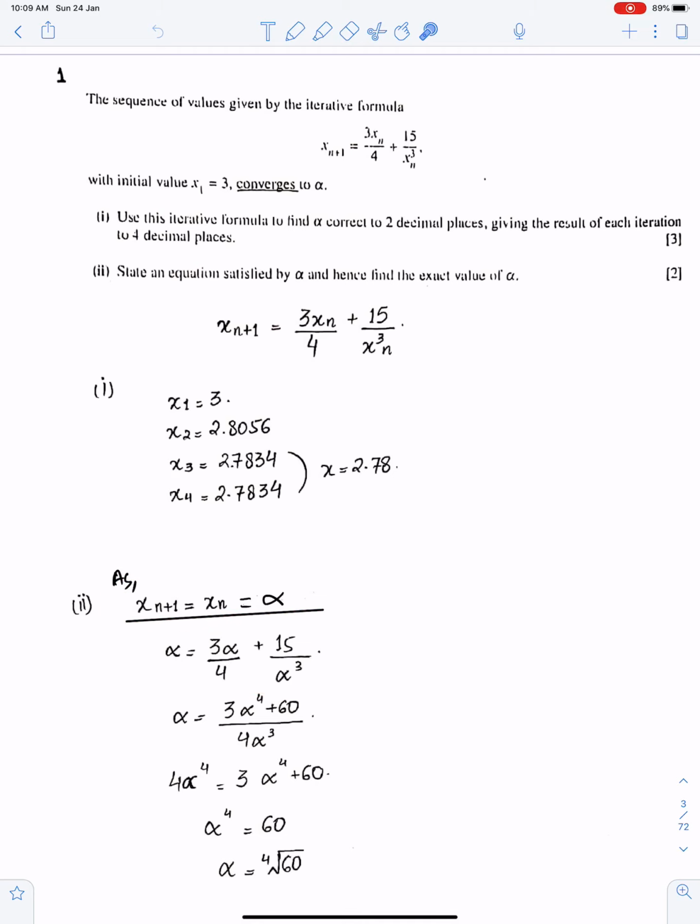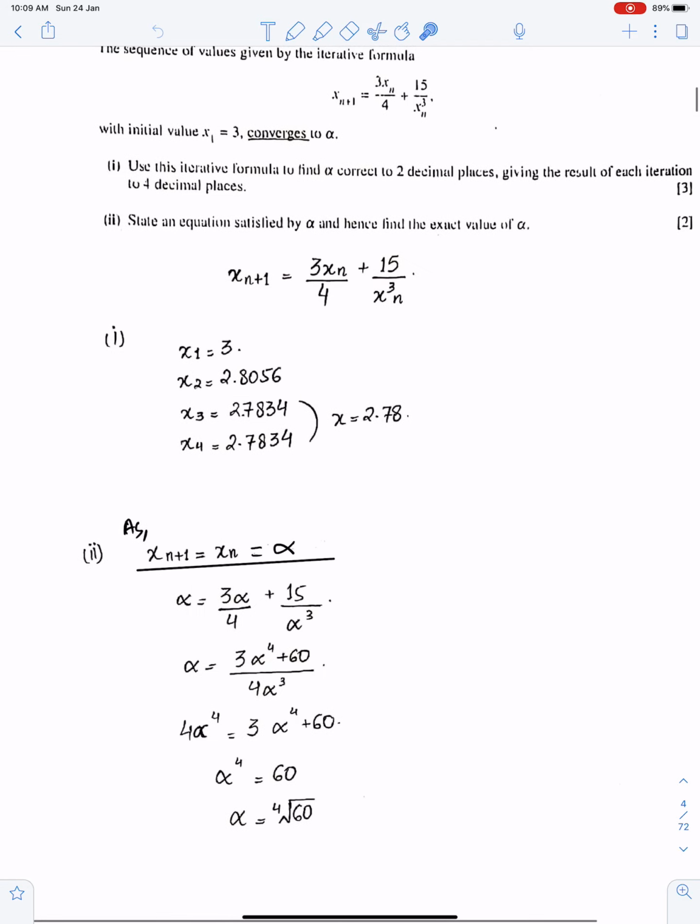Now we just need to make alpha the subject. First you need to take the LCM and then make alpha the subject. By cross multiplication we have 4 alpha 4. By bringing this 3 alpha 4 on the left hand side we have alpha 4. This is the equation of alpha and this is the exact value of alpha. These two are the required answers of this part 2.